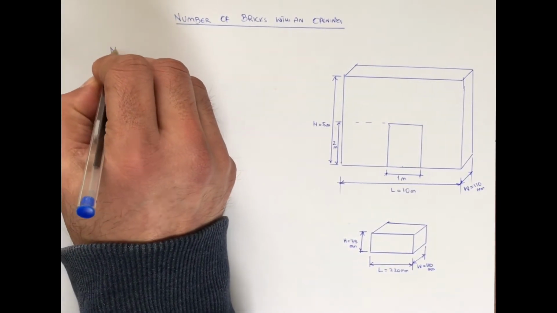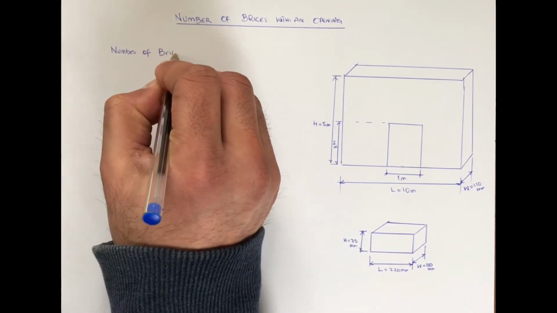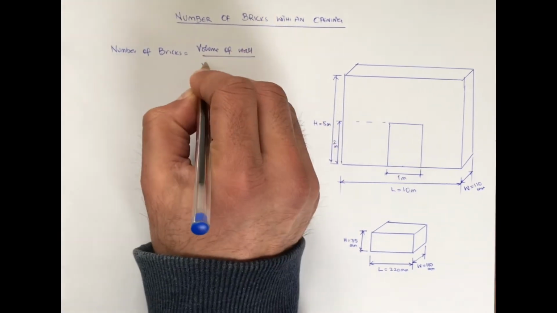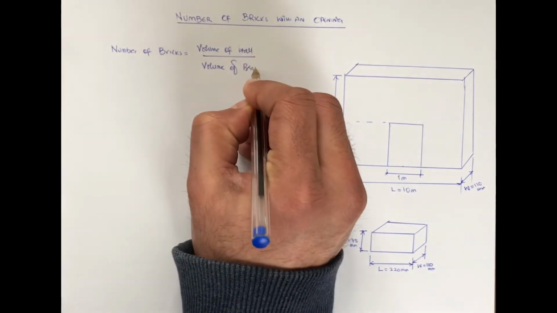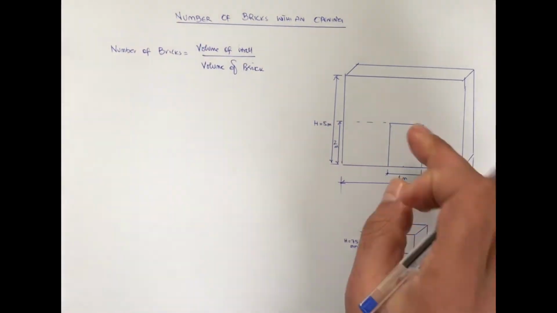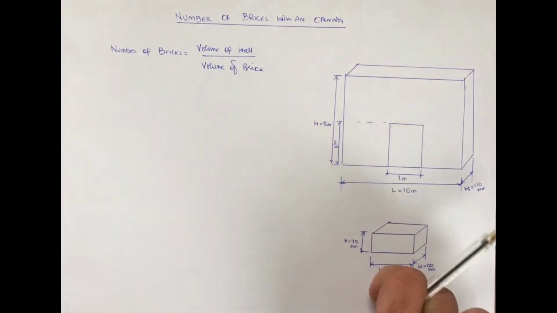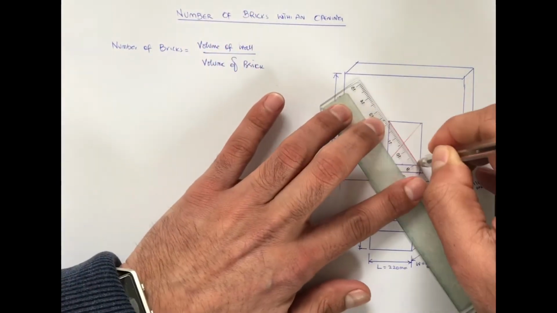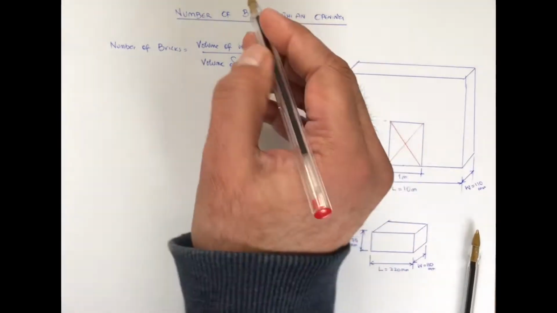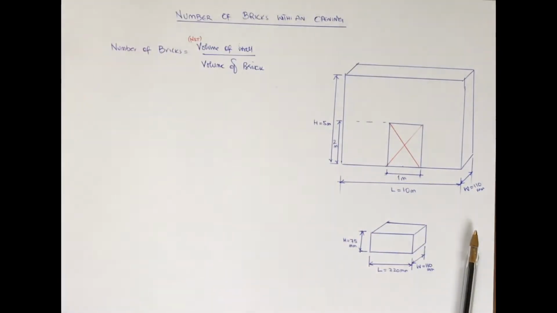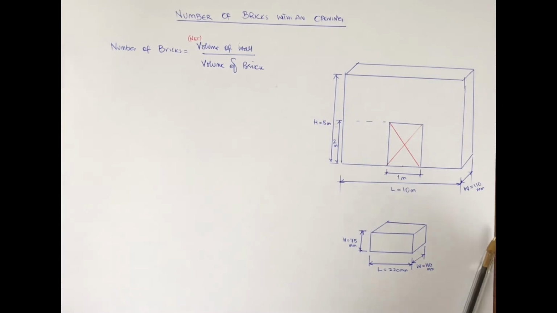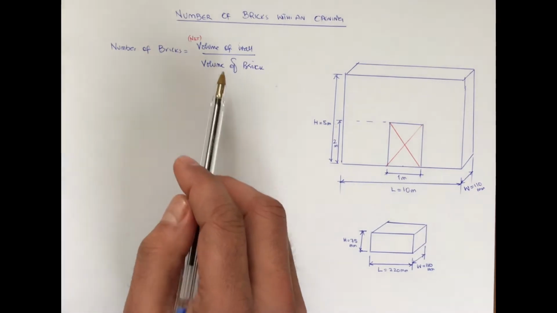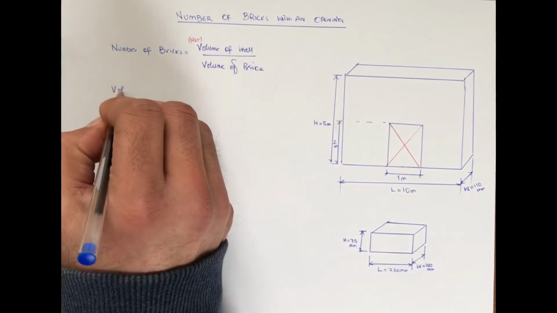So let's work out how you can calculate the number of bricks in this example. The simple formula I'm going to use here is: number of bricks is equal to the volume of the wall divided by the volume of the brick. But in this example we have an opening, so we need to subtract from the volume of the wall the volume of the void. So I should use the net volume of the wall, which means subtracting the volume of the opening for the door from the whole volume of the wall.